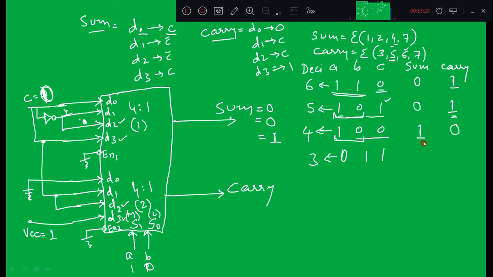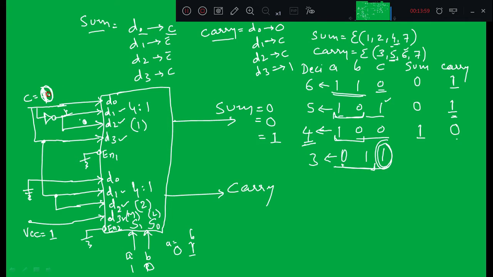That means there is a 4 in carry decimal notation. Sorry, sum decimal notation, but there is no 4 in carry decimal notation, since output is equal to 0. And the last one, 0, 1, since select line is 0, 1, A is 0, B is 1, right? So which data line is selected? D1 is selected. D1 is connected to C bar.